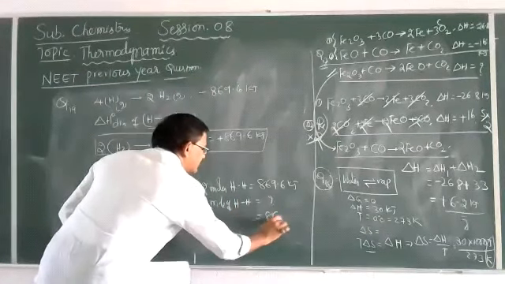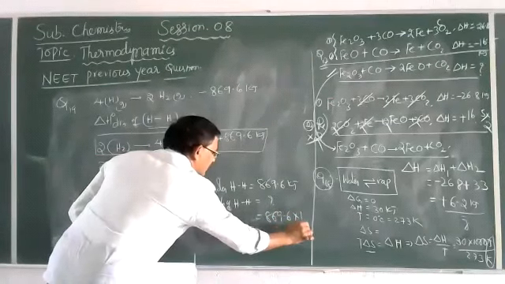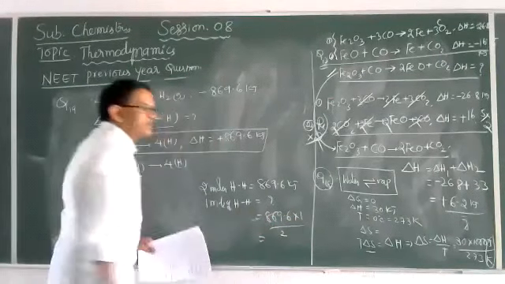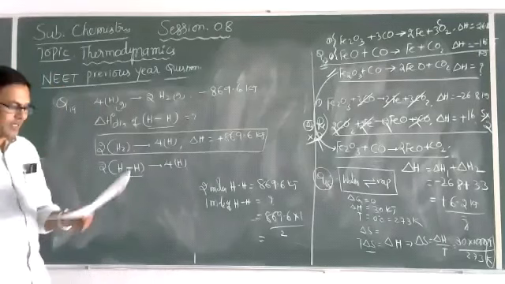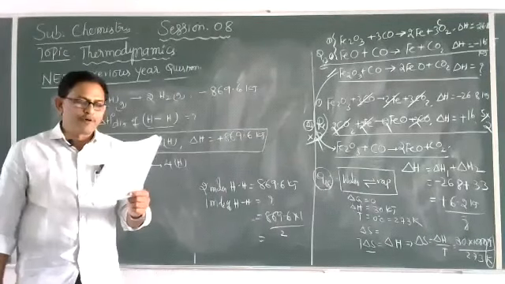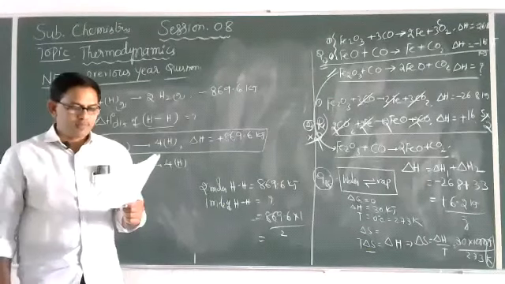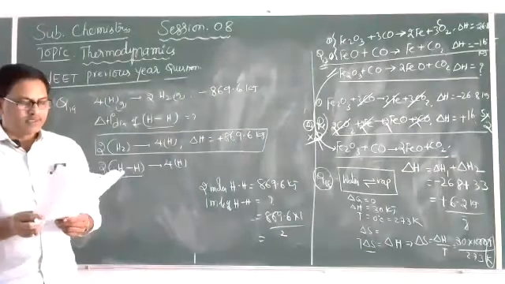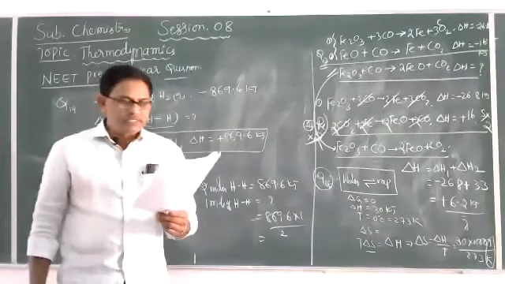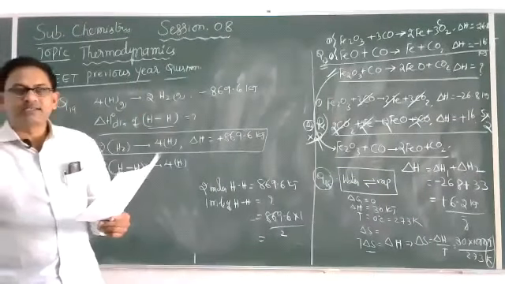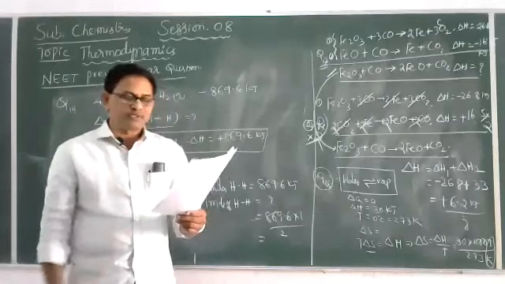That is 869.6 into 1 divided by 2, that is 50%. The answer is 434.8 kilojoules. Clear. Then question number 20, direct statements, direct processes.